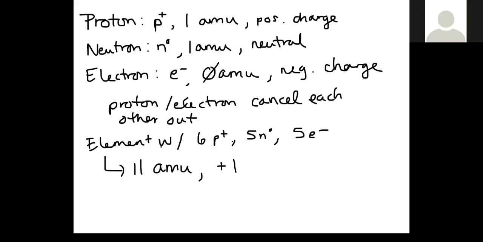So the number of protons, I'm going to give you, I want you to do this one. 26 protons, 23 electrons, and 34 neutrons. Tell me what the mass number and the charge is.